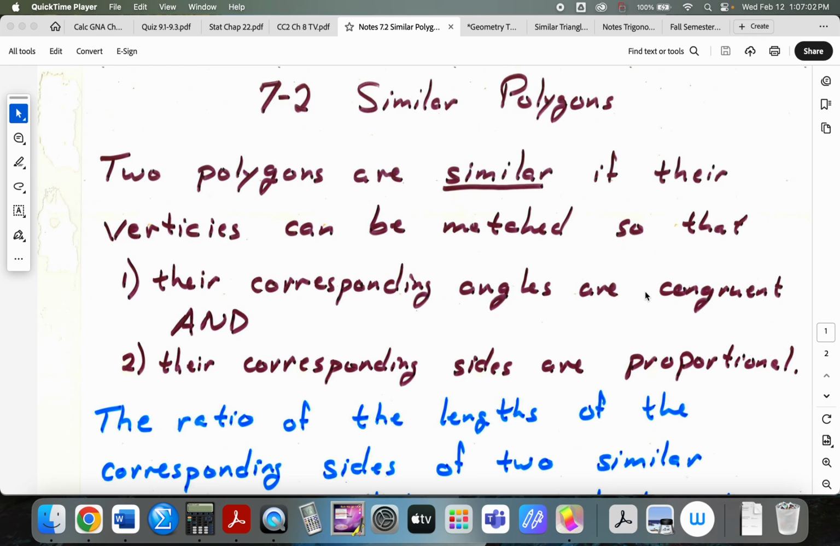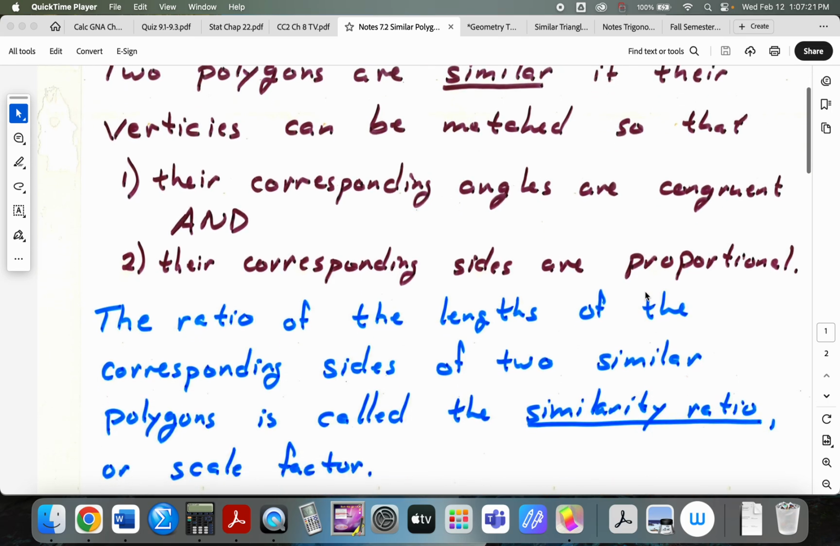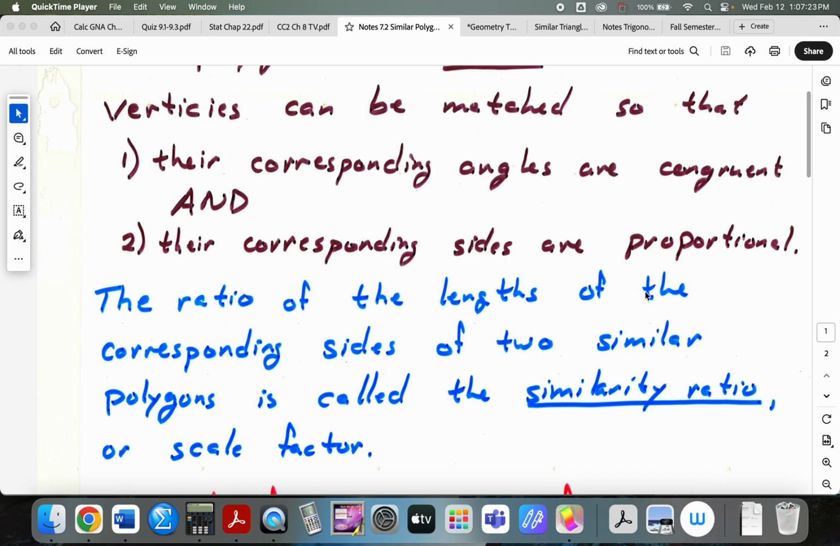First of all, similar polygons are ones whose vertices can be matched up so that their corresponding angles are congruent and their corresponding sides are proportional. That means the ratio of the matching sides is the same. So the ratio of the lengths of the corresponding sides of two similar polygons is called the similarity ratio or scale factor. I think that your book in junior high called it a scale factor. Your book calls it a similarity ratio. It's the same thing.